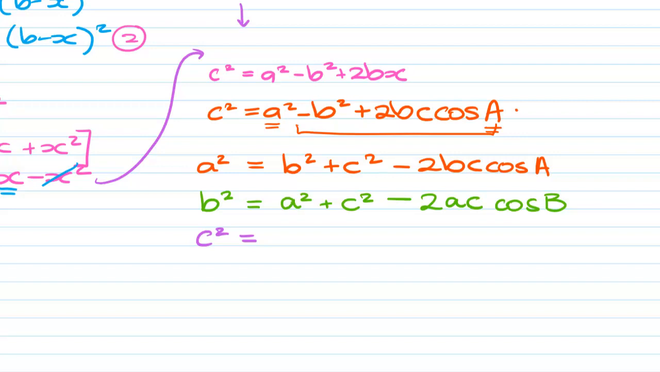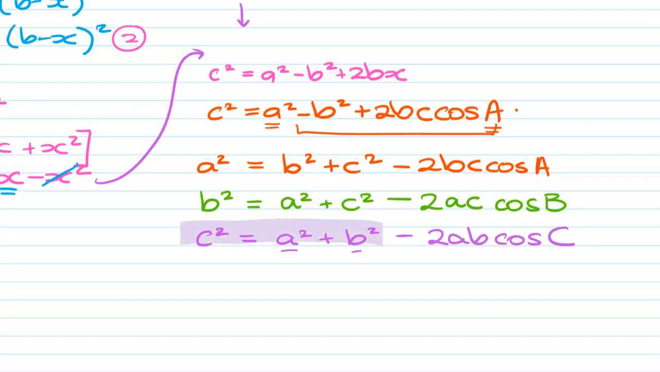And the final version of this formula, c squared equals, let's see if you can fill in the gaps now. Hopefully you've paused and had a think about it. It becomes a squared plus b squared minus 2, we need a and b now, 2ab cos C. Now, hopefully this final version of the formula reminds you of something. c squared equals a squared plus b squared.